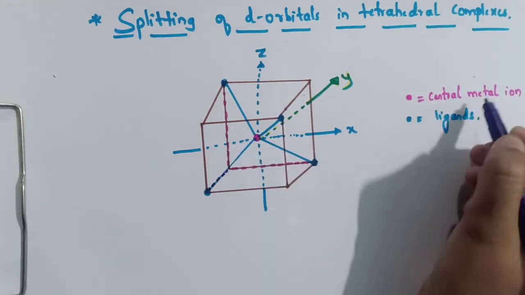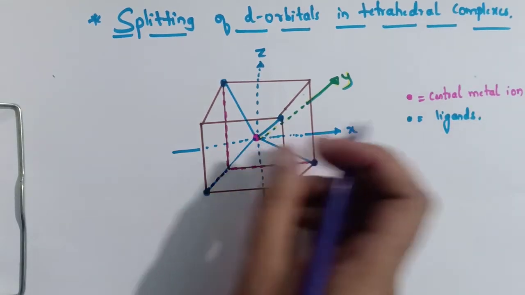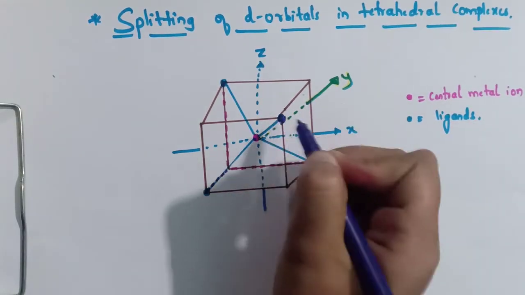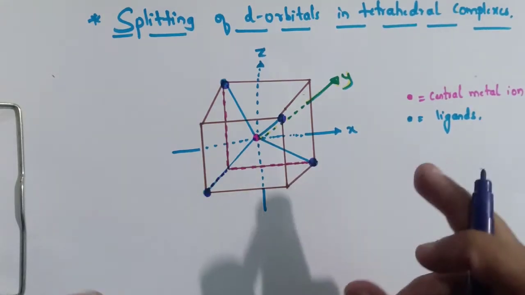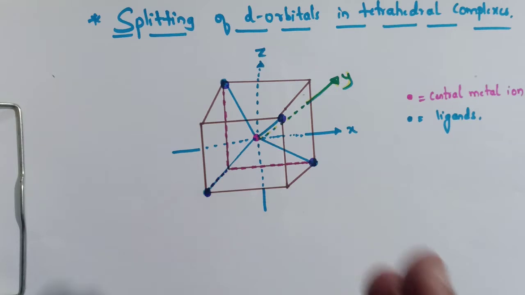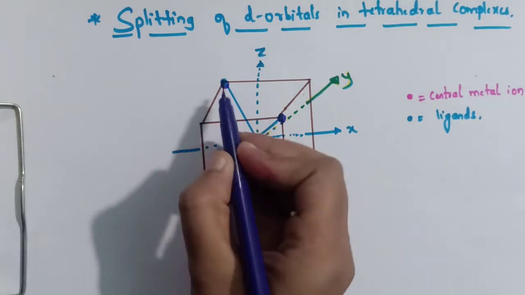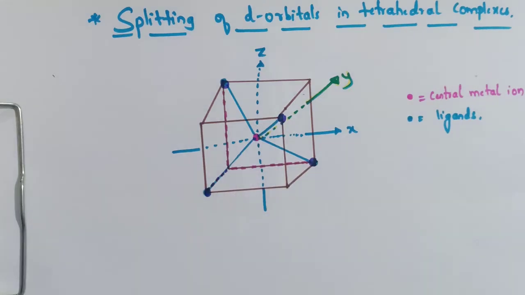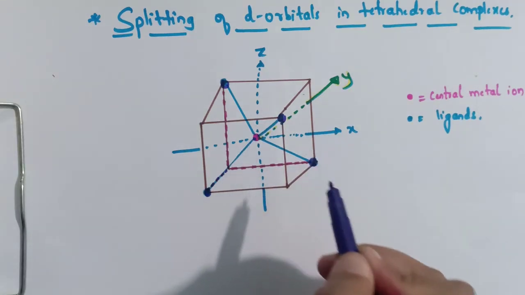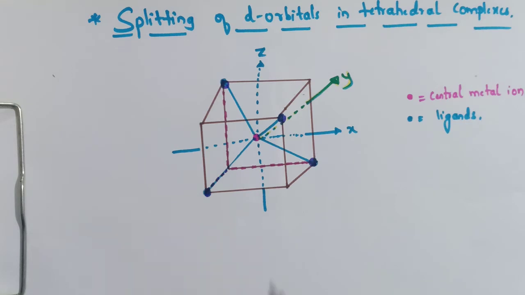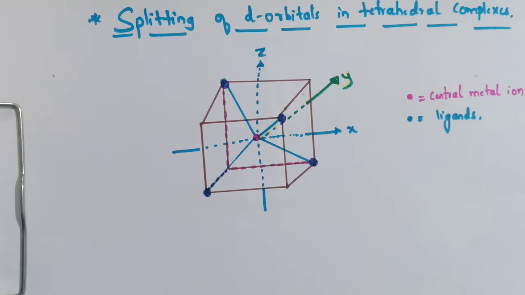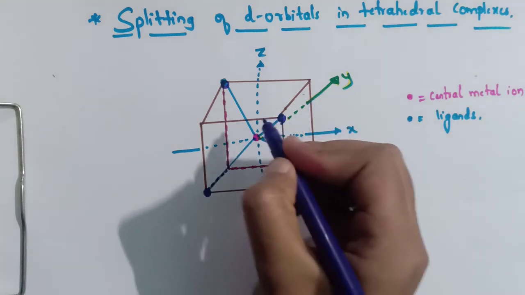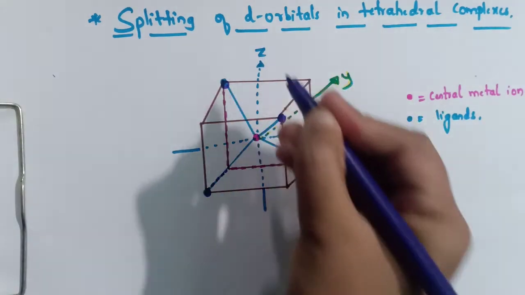Here, this dot is the central metal ion. It is present in the center, and these are the ligands. These 4 ligands are placed, and it is a cube. Here the tetrahedron is placed inside the cube. Just imagine this diagram. Here is the central metal atom, and these are the ligands. In the tetrahedral complexes 4 ligands are present. Here the 4 ligands are placed in the 4 corners of the tetrahedron, and draw the XYZ axis.